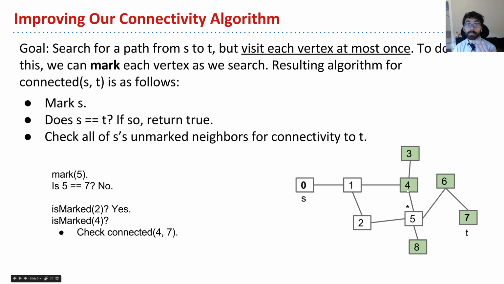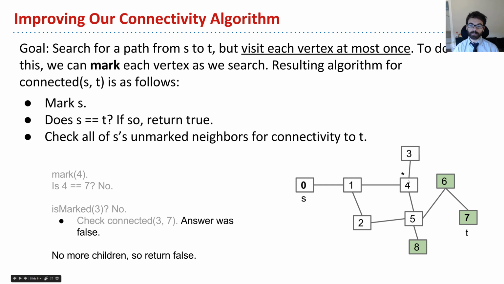Now you and I, being animals that have a visual cortex and the ability to reason about space, could tell this is a losing proposition, but the computer has no idea. So we'll check connected(4, 7). We end up here. Mark 4. Is 4 equal to 7? No. Is 3 marked? No. Well, we'll check connected(3, 7). In this case, there's no more children, so finally we'll return false because we know that 3 is definitely not connected to 7 because there's nowhere else to go.